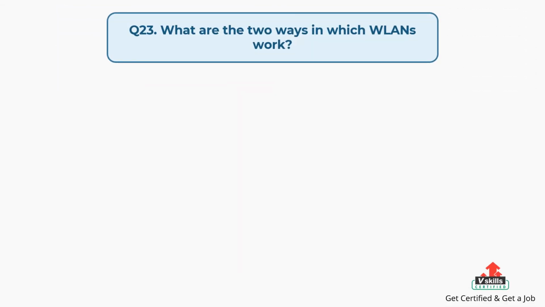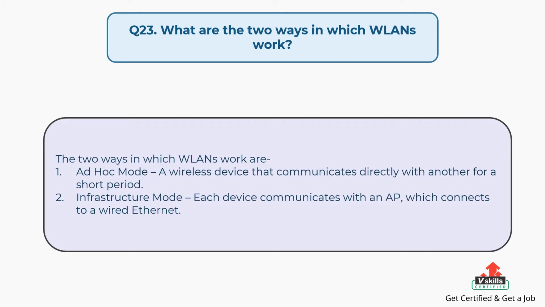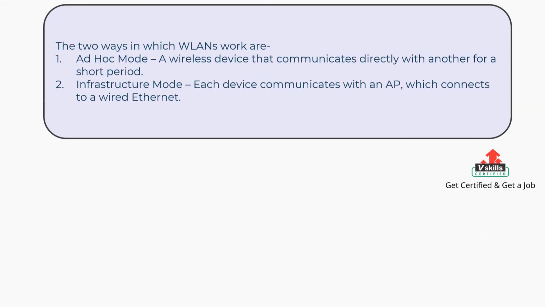Question number 23. What are the two ways in which wireless LANs work? The answer is: the two ways in which wireless LANs work are: first, ad hoc mode, a wireless device that communicates directly with another for a short period. Second, infrastructure mode, each device communicates with an AP, which connects to a wired Ethernet.